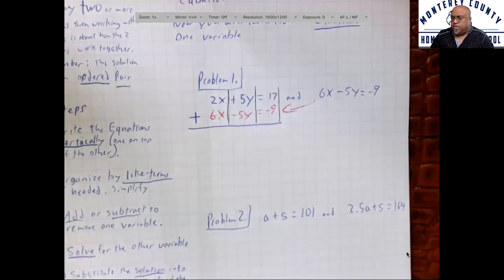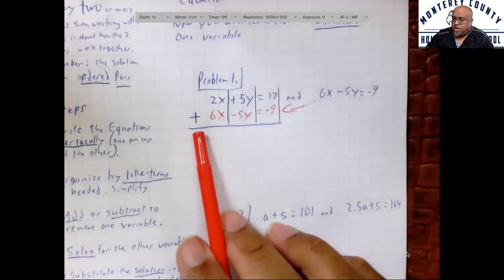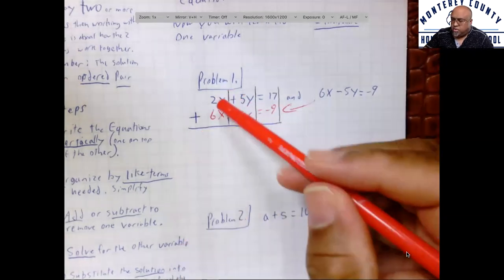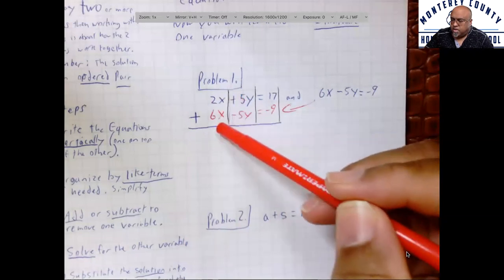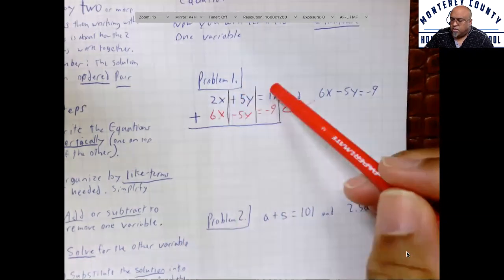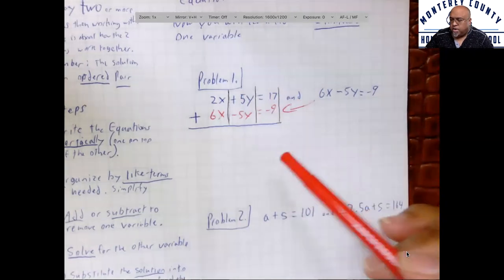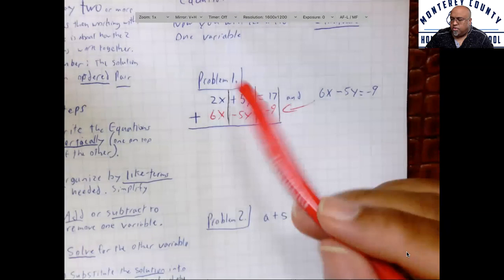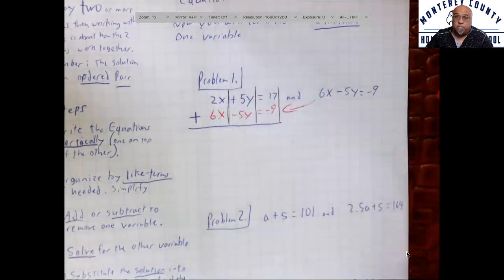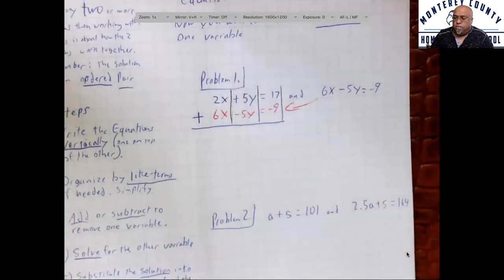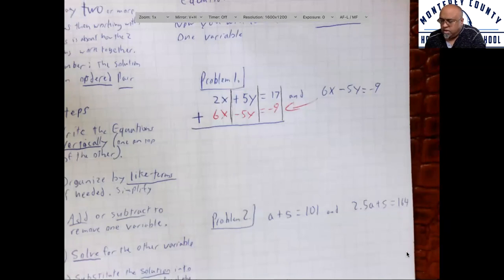Now, one of the things I want to say is this addition sign applies to each column. We're going to add the x's, then we're going to add the y's, and then we're going to add the constants. The equals sign will just be brought down, and any other signs that are still there will be brought down as well.